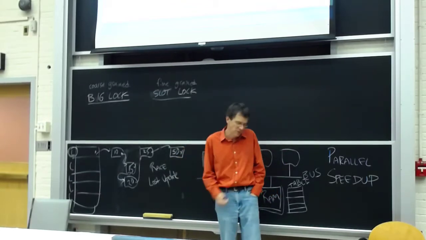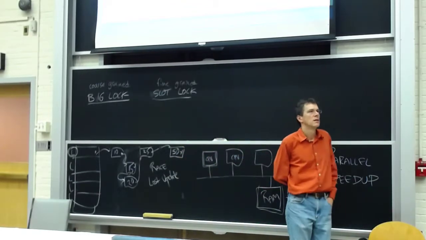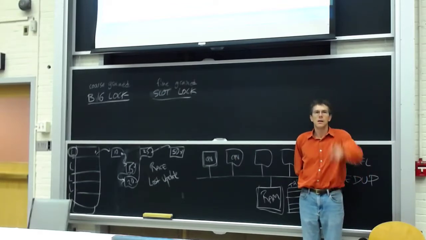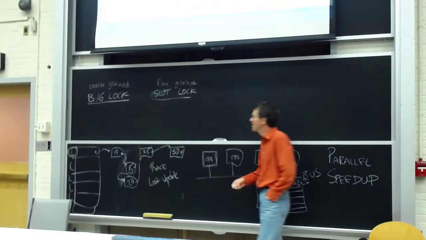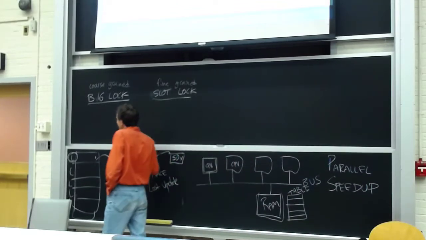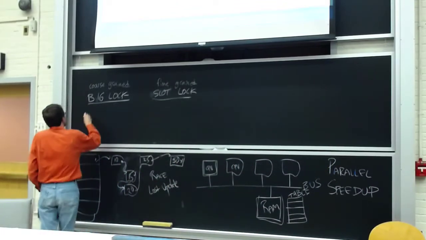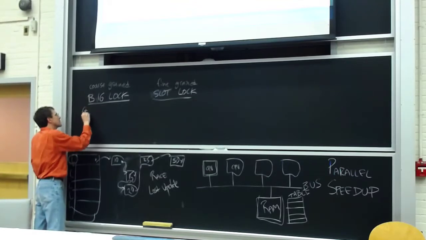So what's the advantage of the lock per slot? Actually gets speed up. That's right. Okay. So the big plus of the big lock is that it's simple.